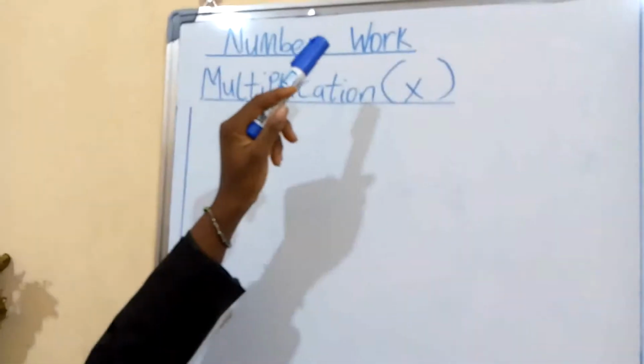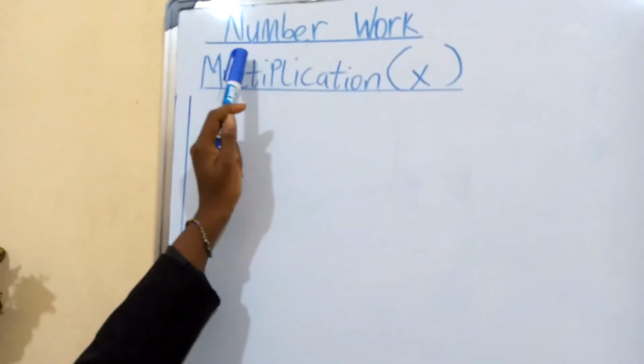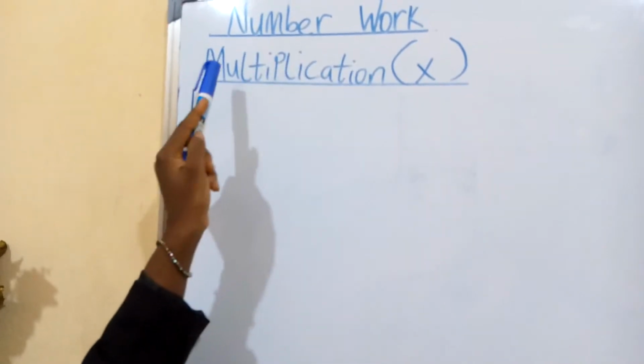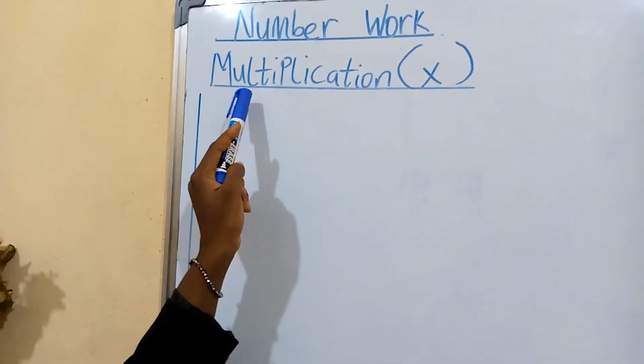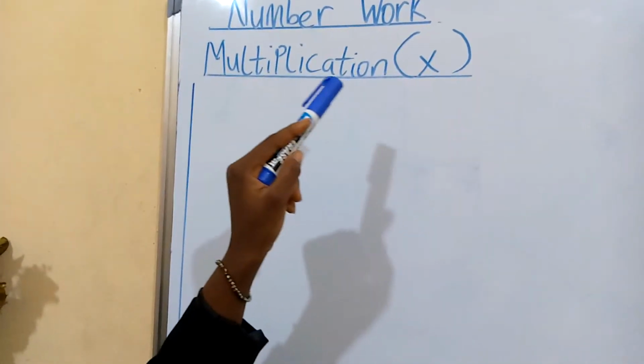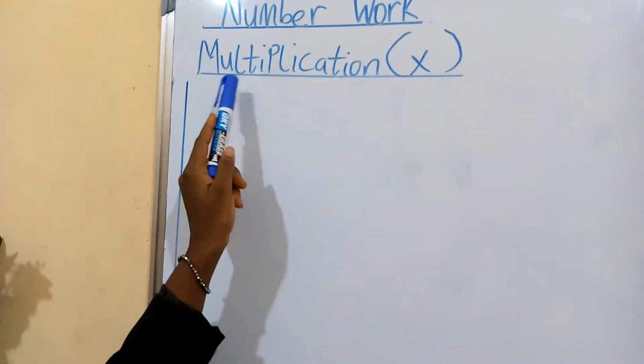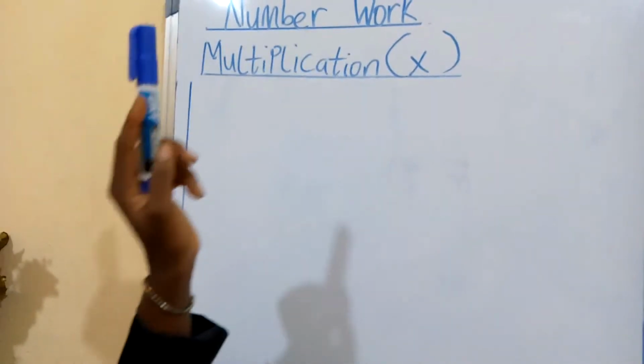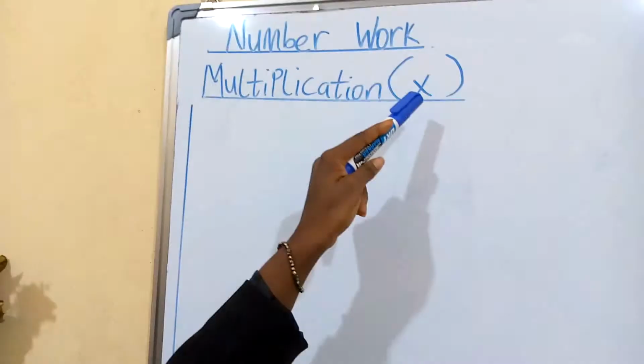Okay. So now let's get started. Let's look at what is on the board. Number work. The subject is what? Number work. And the topic is multiplication. What did I say? Multiplication.